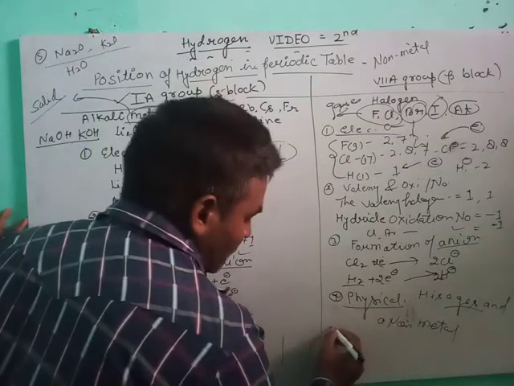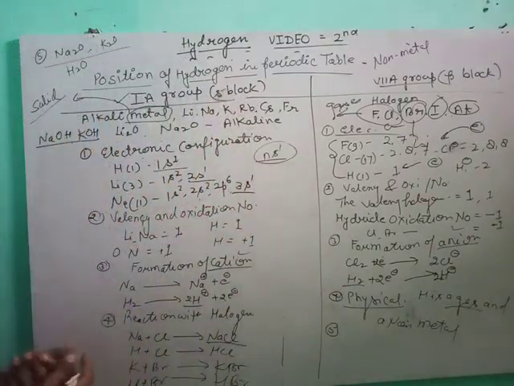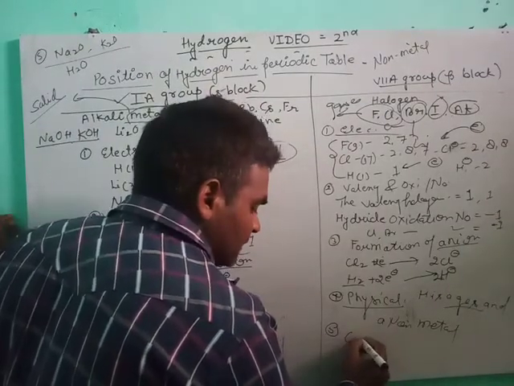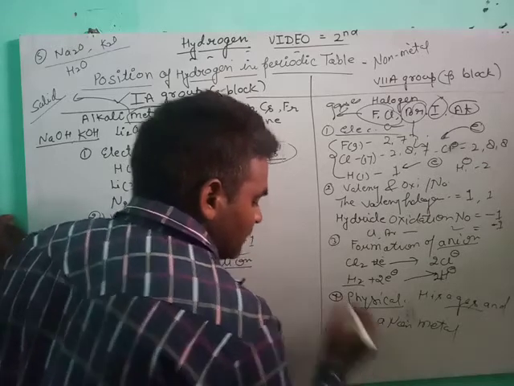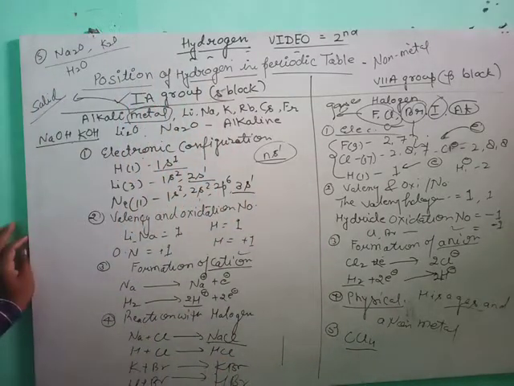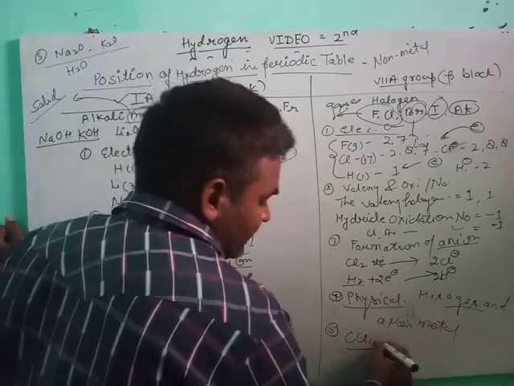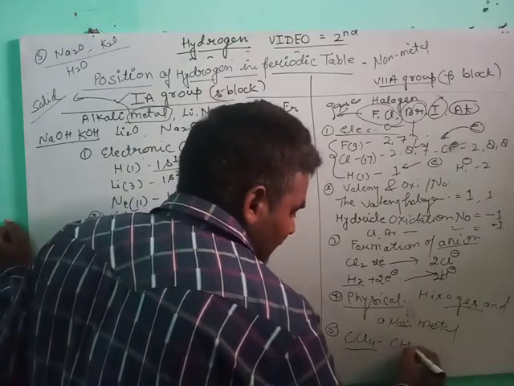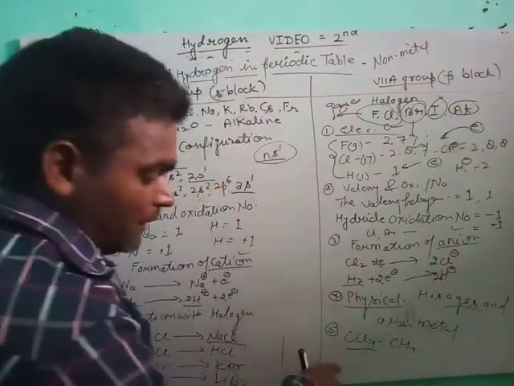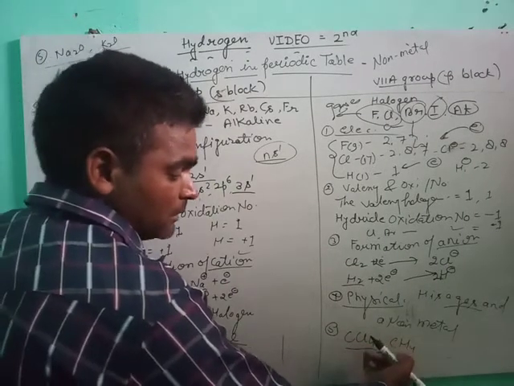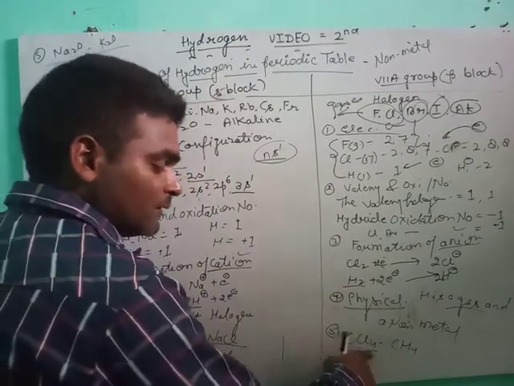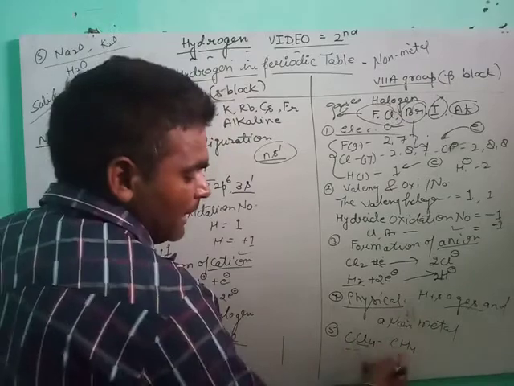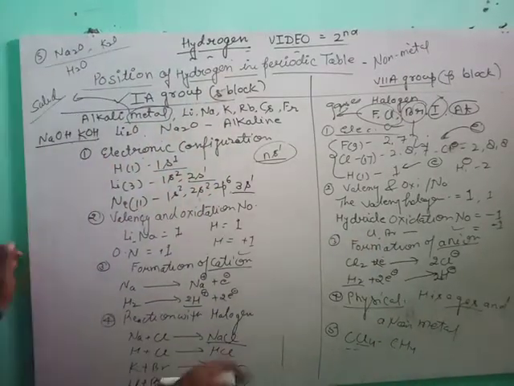And the fifth most important property is the reaction with other elements. Chlorine reacts with carbon and forms CCl4, and similarly hydrogen also reacts with carbon and forms CH4.